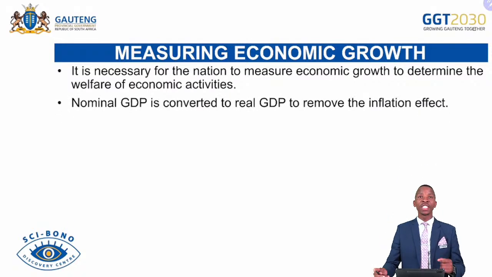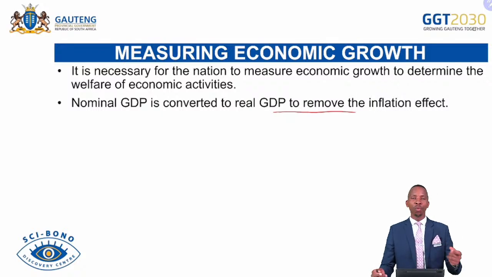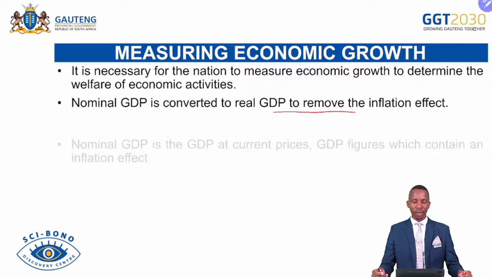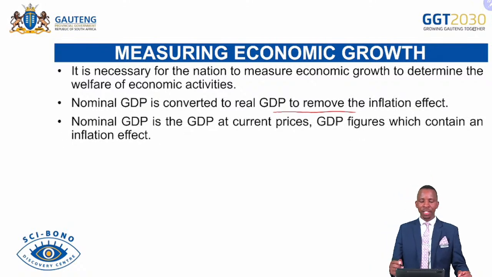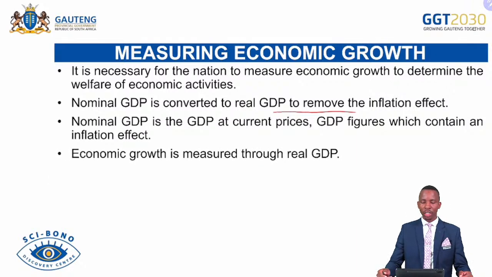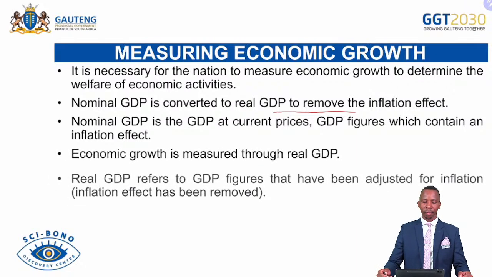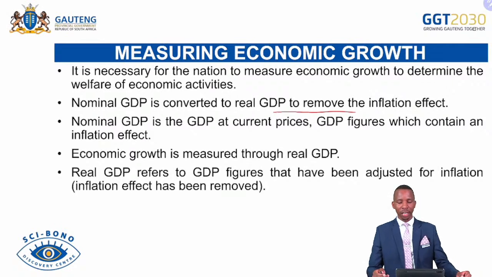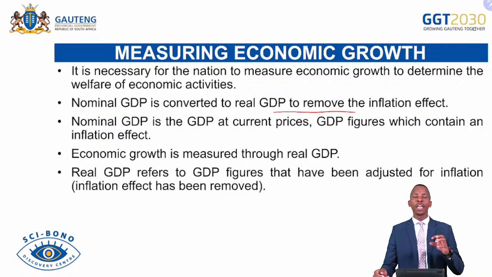So nominal GDP is then converted to real GDP, where inflation will be removed so that economic growth can be measured. Nominal GDP, remember, is the GDP at current prices, GDP figures which contain an inflation effect. Economic growth is measured through the real GDP. Real GDP refers to GDP figures that have been adjusted for inflation, meaning the inflation effect has been removed, so that there can be a simple measurement of economic growth to see trends if they are improving or not improving.